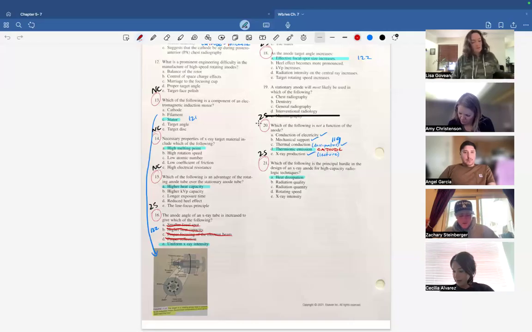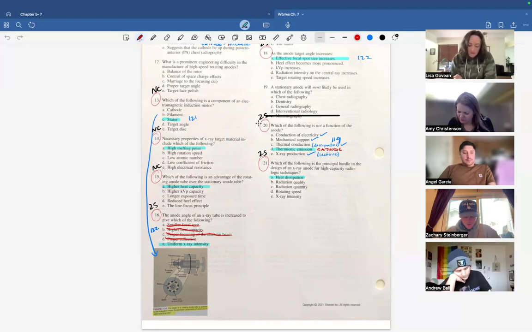20, which of the following is not a function of the anode? I put D, thermionic emission, because that's on the cathode side. And all the rest of them are associated with the anode, obviously.